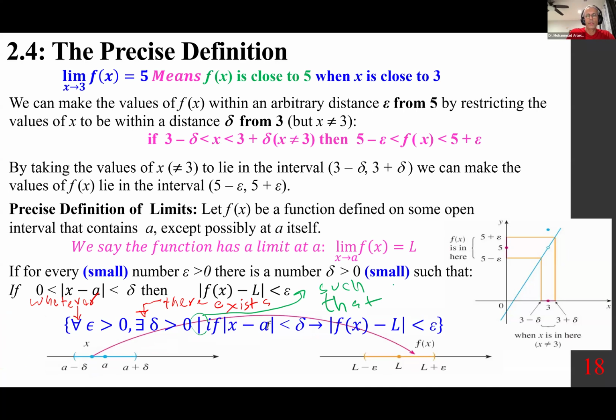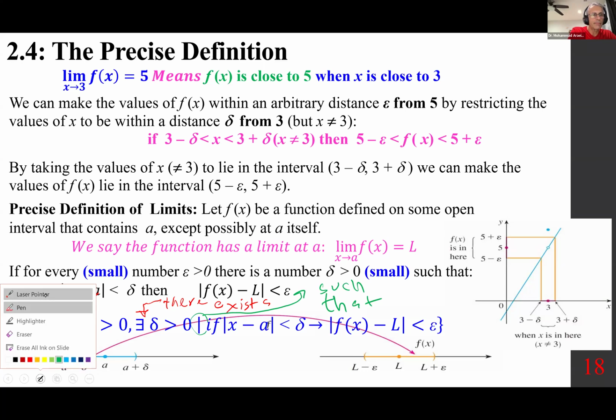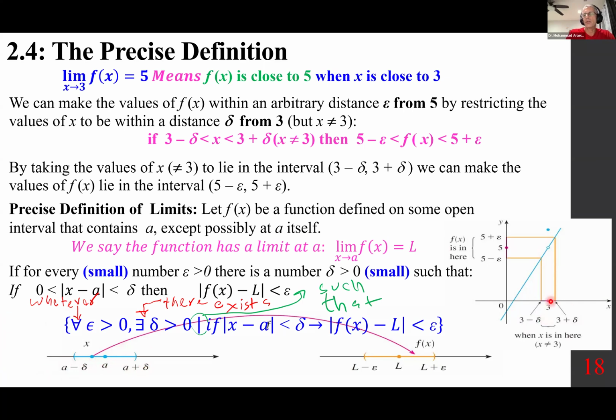And so what does this mean? Along the x-axis, somewhere between a minus delta and a plus delta, because we are approaching a in general. In this case, a is 3. And along the y-axis, we get somewhere between L minus epsilon and L plus epsilon, because this one in general is the limit of the function. So in essence, the limit of f of x as x approaches a equals L.